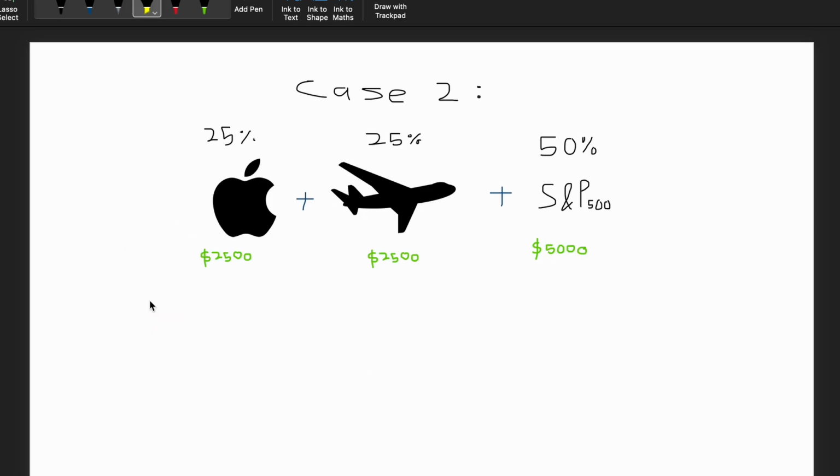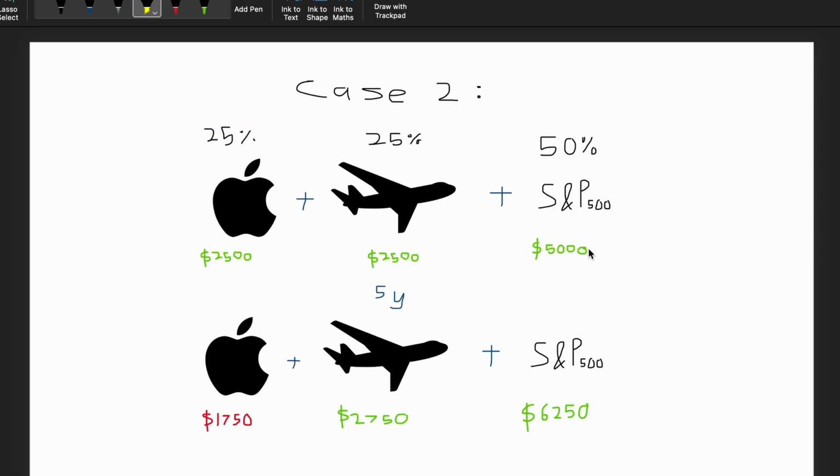Now let's go into case two. You still think that Apple is going to increase, so you put 25% of your capital, or $2,500, into Apple, but you also think that the travel industry is going to increase, so you put $2,500 there, and you also want to be safe, so you put half of your portfolio into something that is pretty much guaranteed to generate a return over a course of time, so you put 50% into the S&P 500. Now let's say 5 years have passed and still Apple has made this weird change into the farming industry, and your $2,500 investment has dropped by 30% to $1,750.